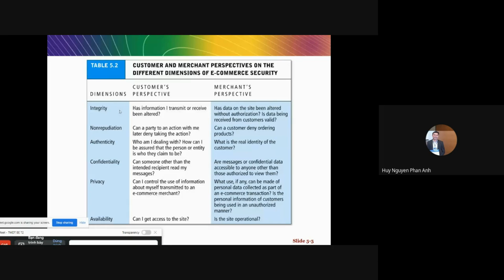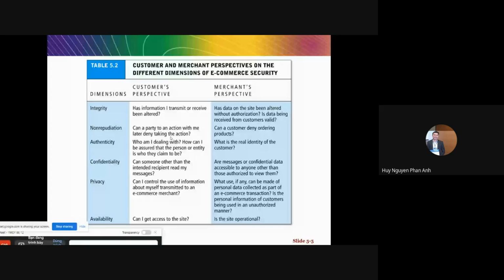This table is very important. It shows the dimensions of cybersecurity. The first dimension is integrity. It means making sure that the data transferred on the internet has not been altered. Is it valid data to receive and to trust? So integrity is very important.